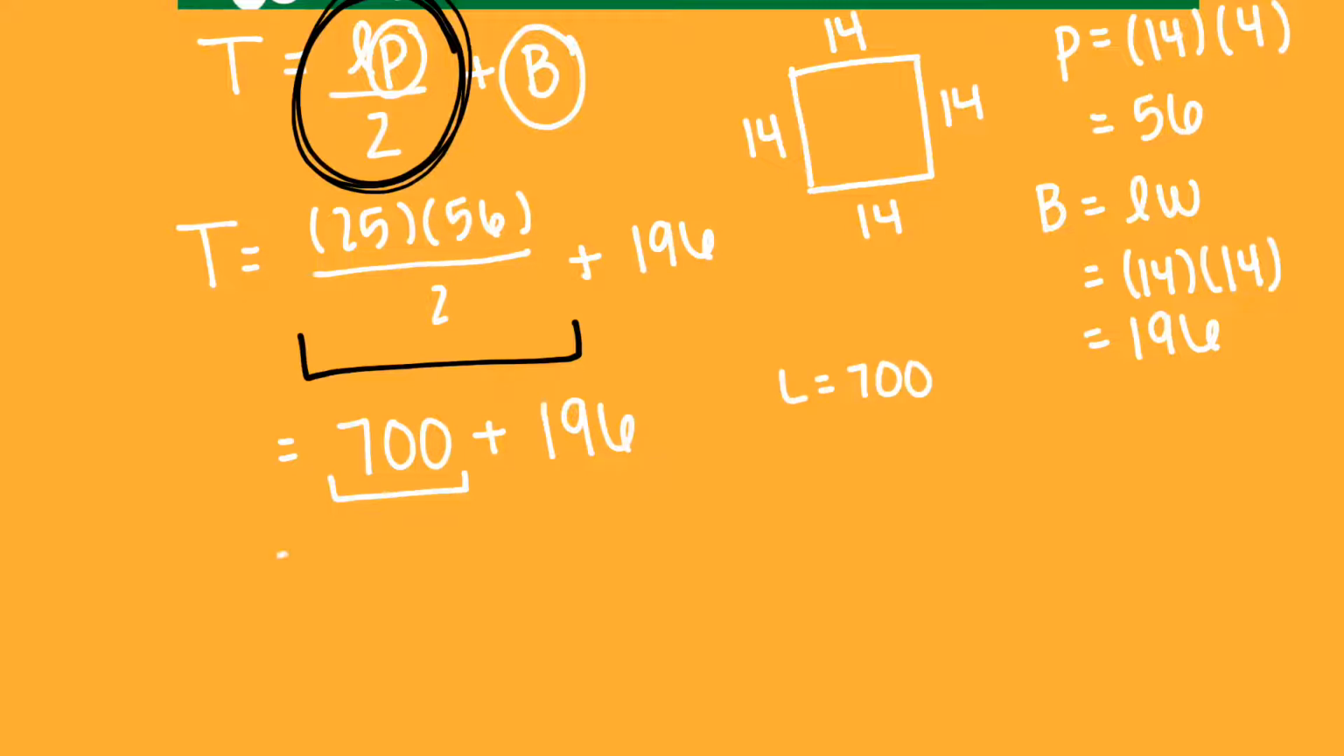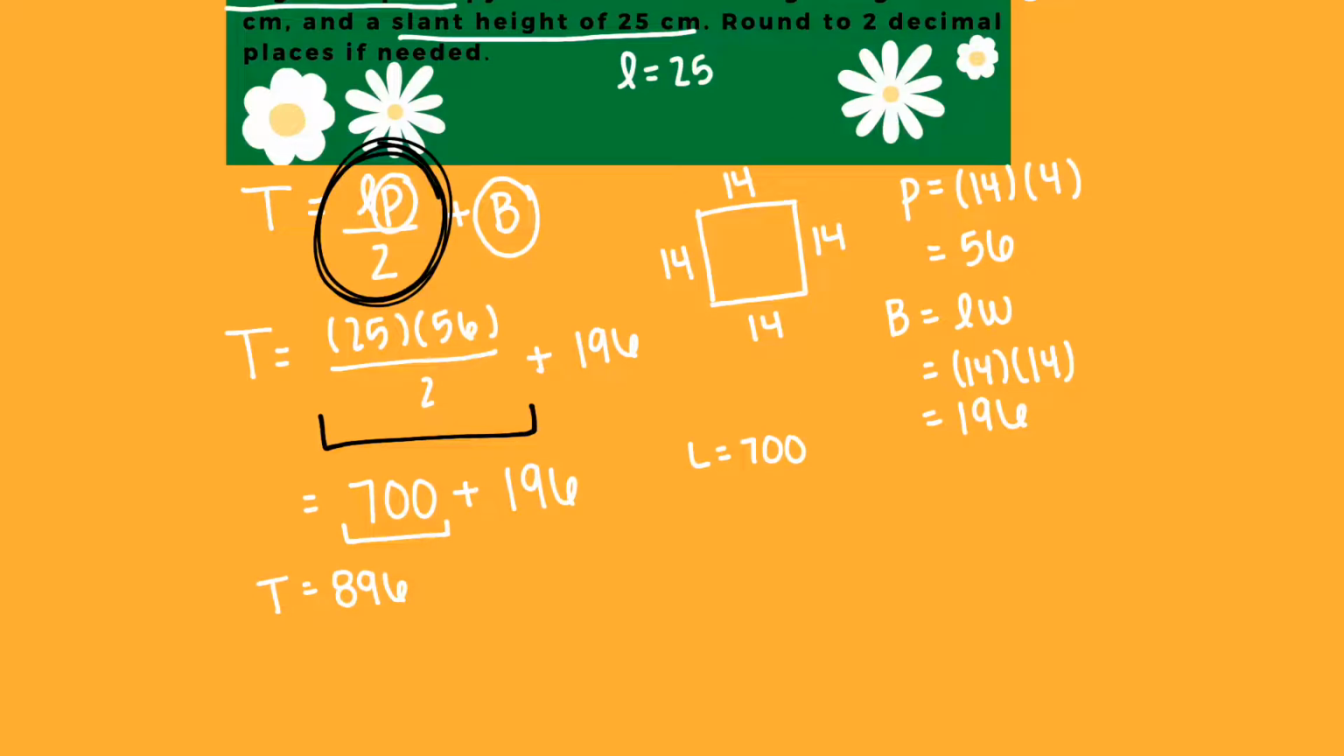And then to find my total, I'm going to take 700 and add 196 to it. I'm going to carry out that formula. And I find that my total is 896. So just coming up here to clarify, I found out just now that my lateral area is 700. And for units, it'd be centimeters squared. And my total surface area is 896 centimeters squared.